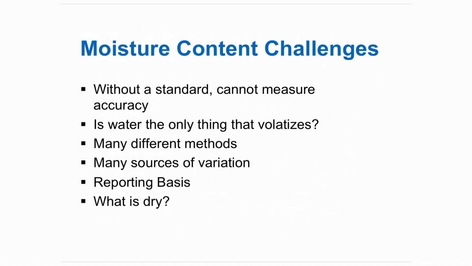So with those challenges in mind, we've talked about that there isn't a standard, and other things than water volatilize. There are also lots of different methods, each of which will give a slightly different answer as to what the moisture content is. So it's very difficult to get reproducibility, even more difficult than repeatability. When you try to match results from different locations, it's very difficult. You can get ranges anywhere from 8 to 18% moisture content for a particular product.